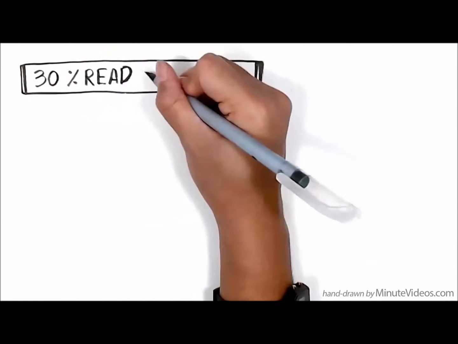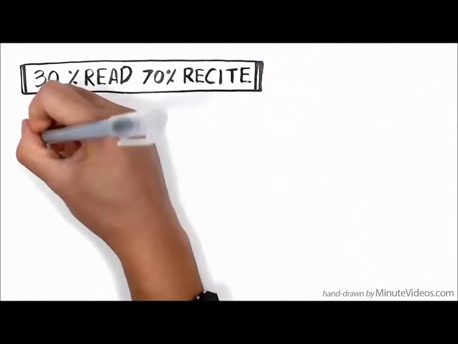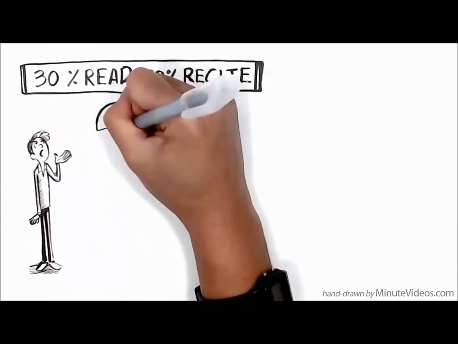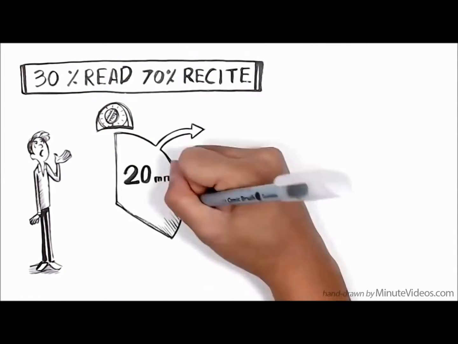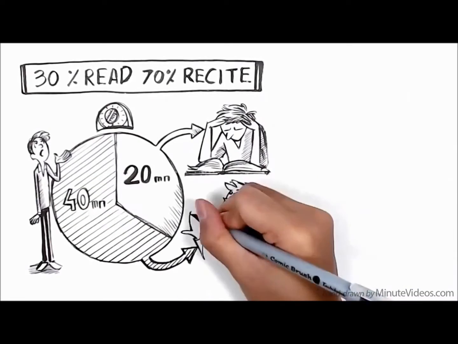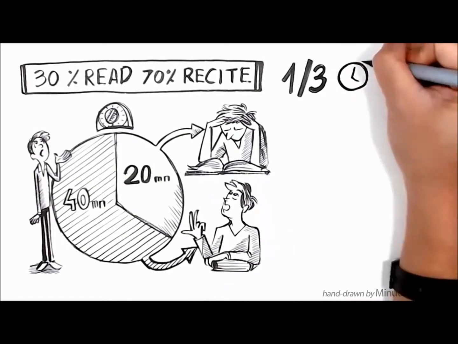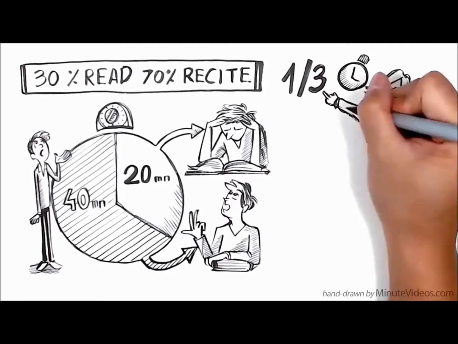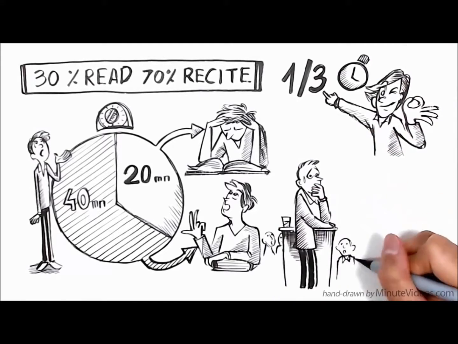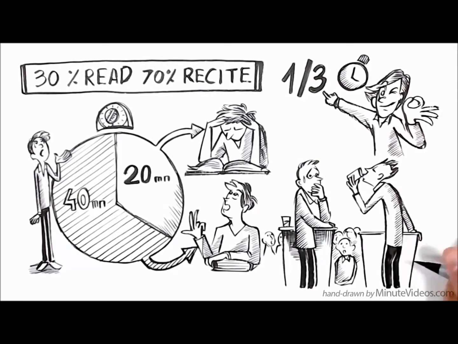30% read, 70% recite. If you have 1 hour to learn to recite a poem or prepare for a speech, spend 20 minutes of the time on studying the text and 40 minutes on practicing to recite. This ratio usually leads to the best results. In the case of an emergency, put a glass of water next to you. Take a sip whenever you lose it.